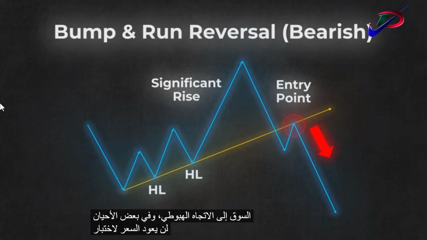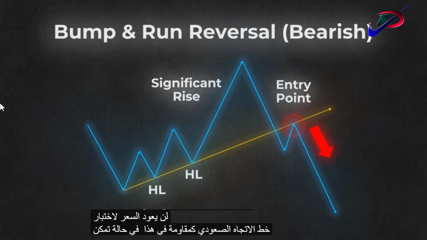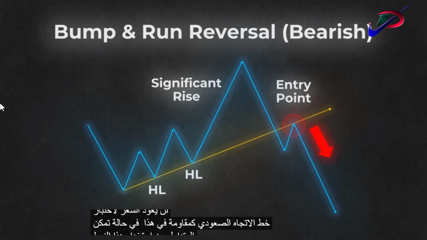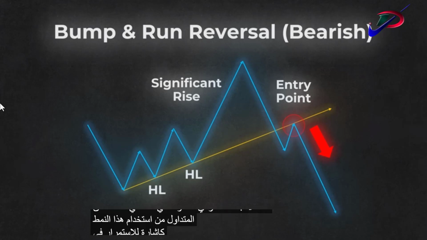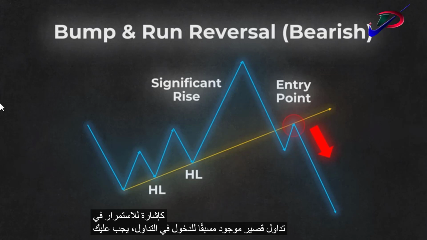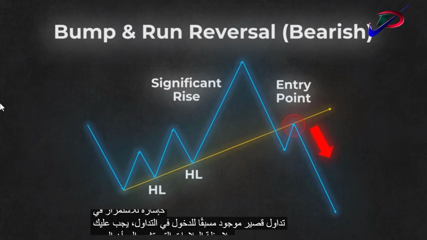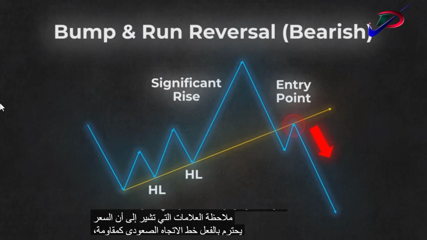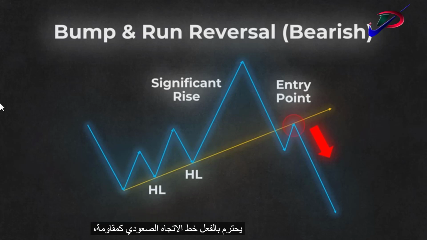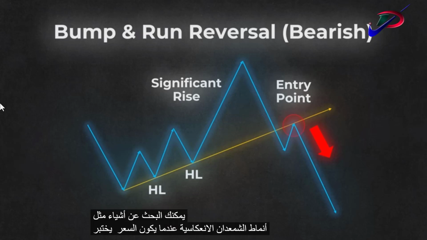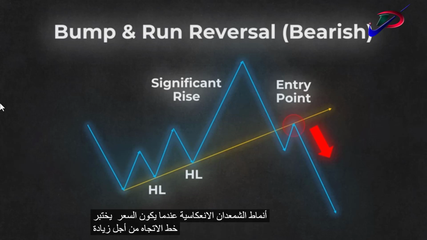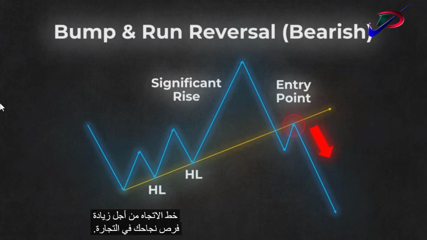Sometimes price will not come back to test the upsloping trend line as resistance. In this case, the trader can use this pattern as a signal to continue in a pre-existing short trade. To get in the trade, you must observe signs that price is indeed respecting the upsloping trend line as resistance. You can look for things like reversal candlestick patterns when price tests the trend line in order to increase your chances of success in the trade.